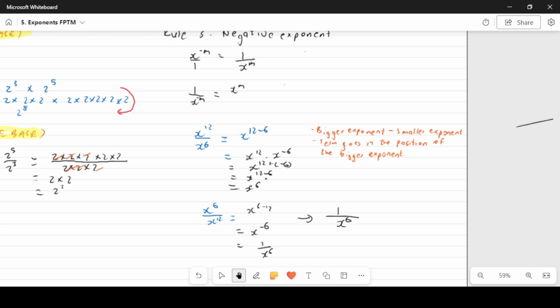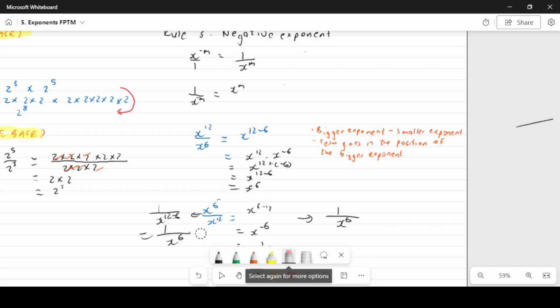However, with longer format questions, see now I'm looking at these rules in isolation. When we start doing more miscellaneous questions and longer format questions, it's sometimes better to just go from here to there, straight to the answer. So how do we do that? Just remember this. You always say it's the bigger exponent minus the smaller exponent, and the term goes in the position of the bigger exponent. For example, here, I'll say it's the bigger exponent minus the smaller exponent, and the term goes in the position of the bigger exponent, so in this one here, it'll be 1 over x to the power 12 minus 6, which will be 1 over x to the power 6. Can you see that? That's how we do it, straightforward.